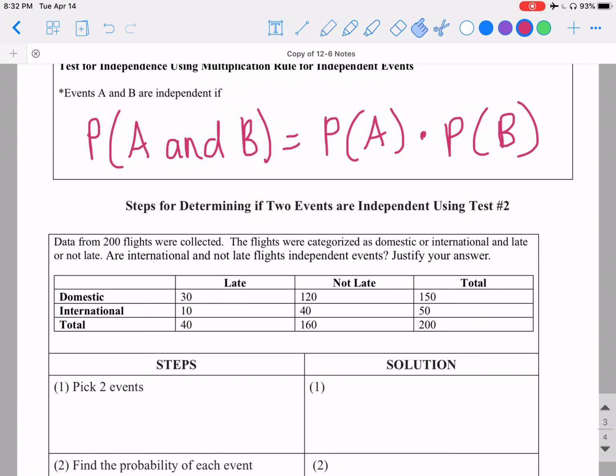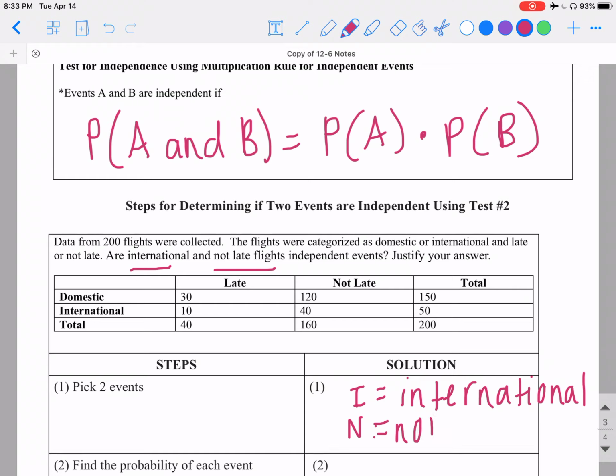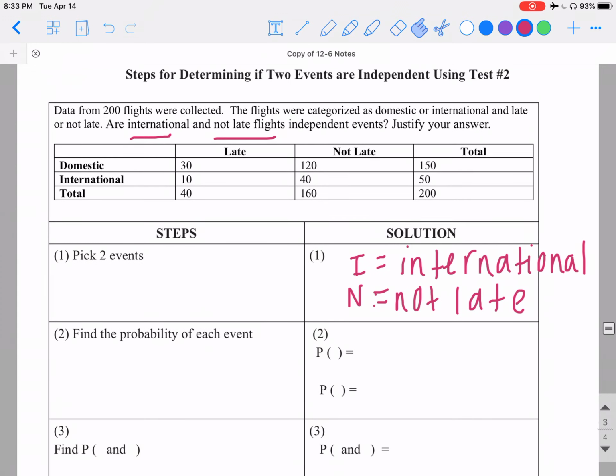So I have the same data, and now I want to figure out, are international and not late flights independent events? So I'm going to have I equals international and I'll use N for not late. Okay, so if I'm using that second test, I want to find the probability of each event. So the probability of an international flight, I can look at my table, is going to be 50 out of 200.